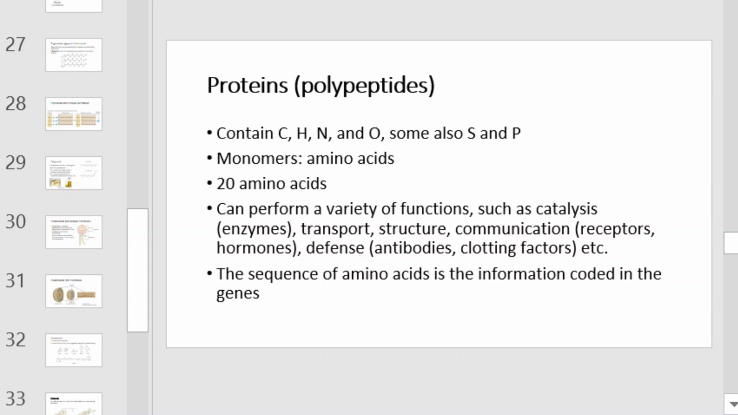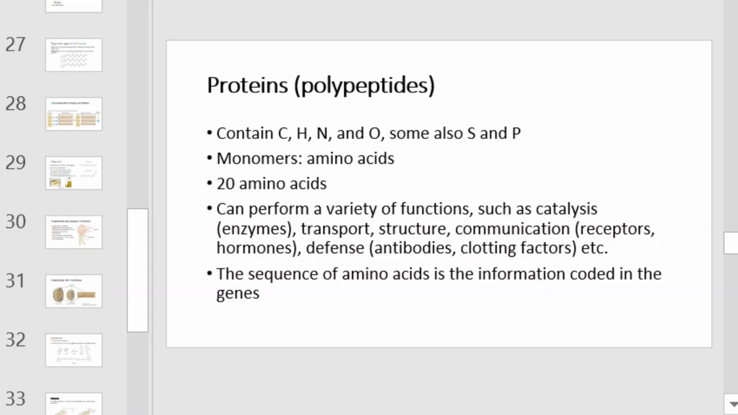Next, we have the proteins. Proteins contain carbon, hydrogen, nitrogen, oxygen, and some sulfur and phosphorus. Their monomers are amino acids. There are 20 different amino acids that are used in some combination to produce every protein known on Earth.